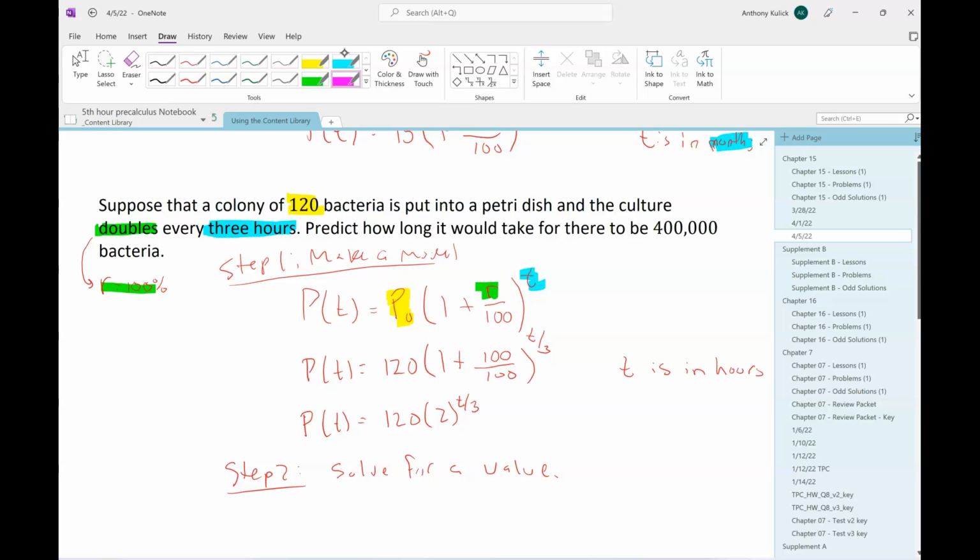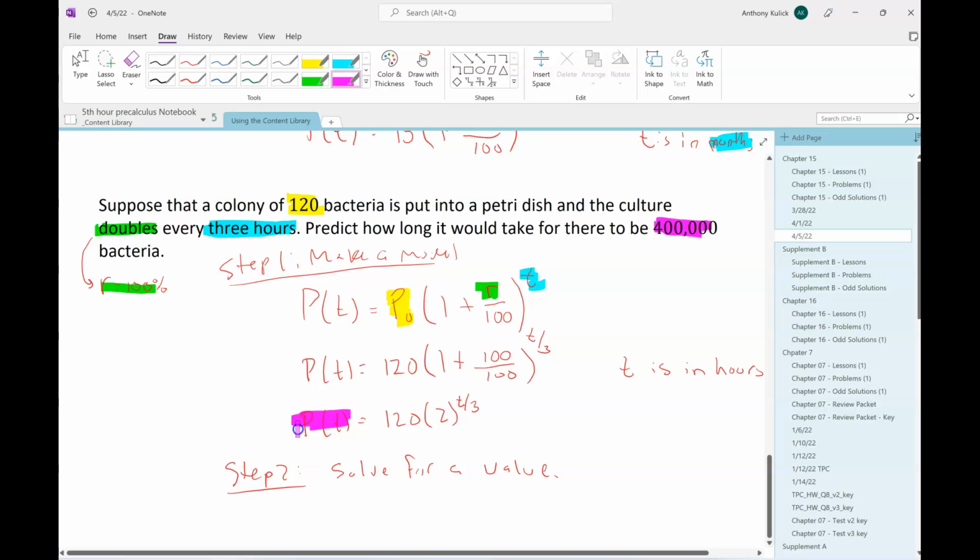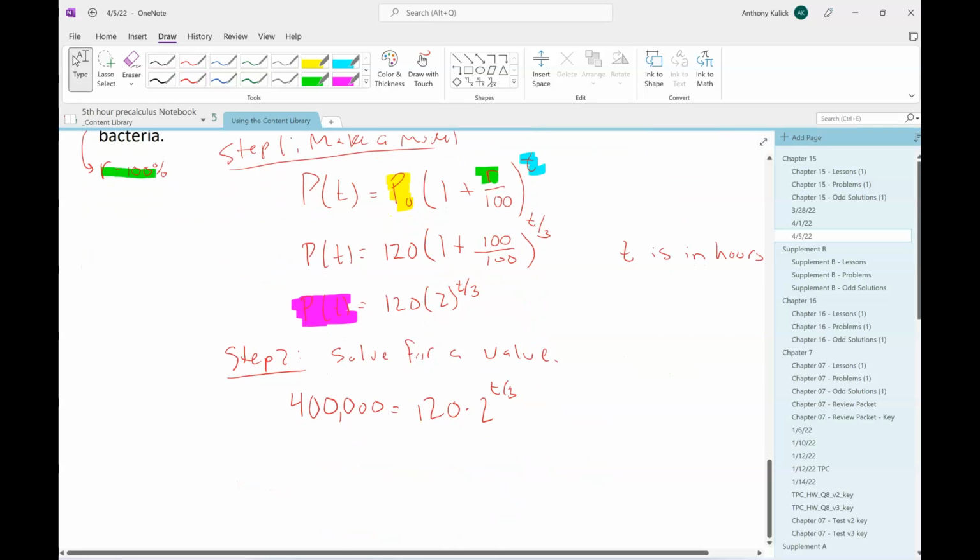So we have to plug some value into P of T. We need to plug a population in the future into P of T. What population are we going to be using there? The 400,000. So the equation we're solving is 400,000 equals 120 times 2 to the T over 3.